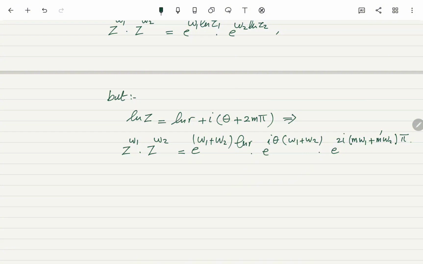In such a way, m equals 0, plus or minus 1, plus or minus 2 and so on, which means that z to the power omega 1 times z to the power omega 2 is not equal to z to the power omega 1 plus omega 2, because z to the power omega 1 plus omega 2 equals e to the omega 1 plus omega 2 ln z.